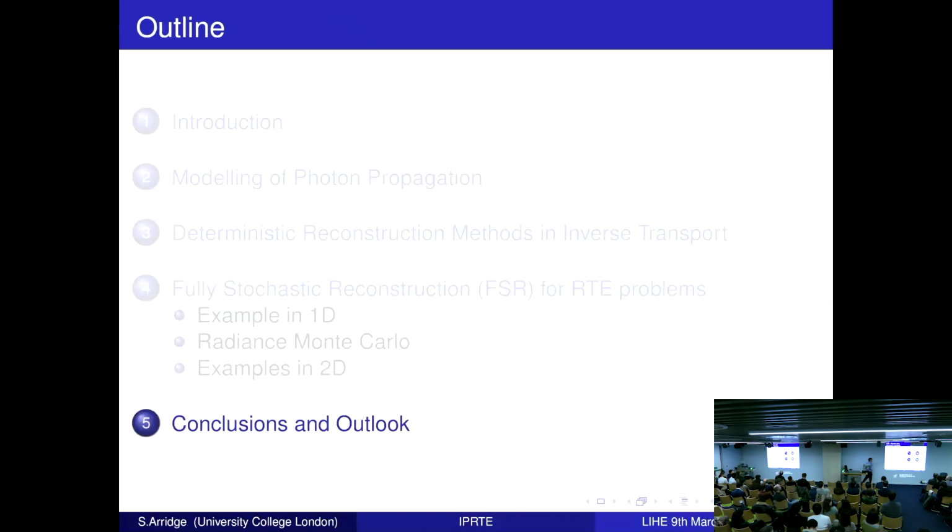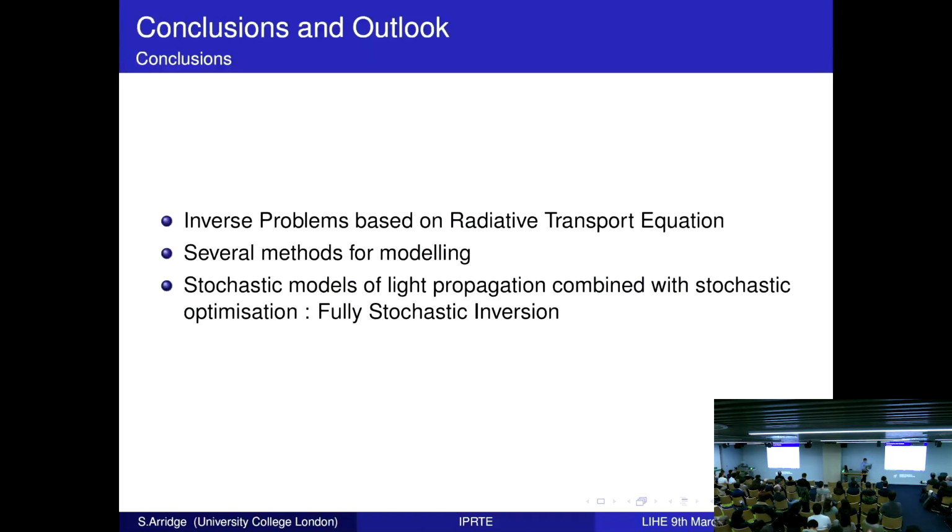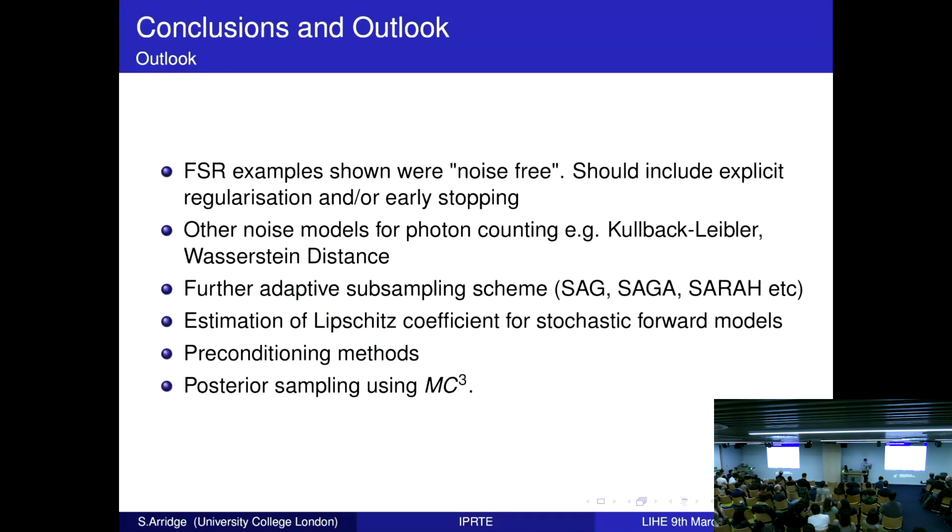Okay, let's stop there. What I've talked about is giving you some ideas about inverse problems in radiative transport, and there are many methods of modeling, but I've concentrated on stochastic models because they have this arbitrary accuracy, and they lead to what we call the fully stochastic inversion. So there are plenty of things we're working on here. These were noise-free in the sense that the data is noisy because it's stochastic data, but we computed the data with a very high number of photons. So we didn't include any explicit regularization or early stopping.